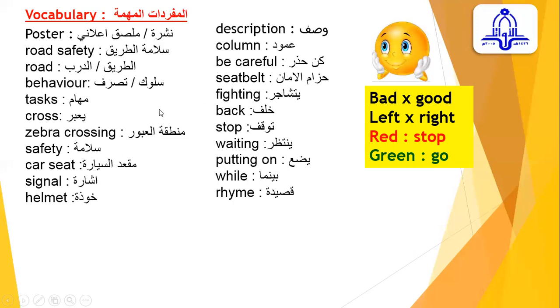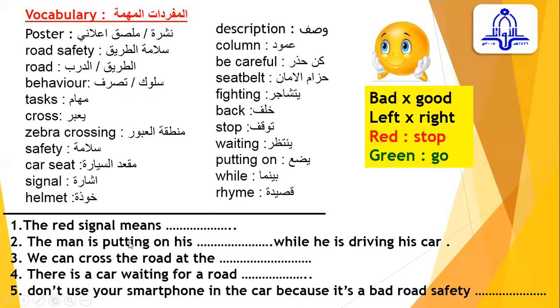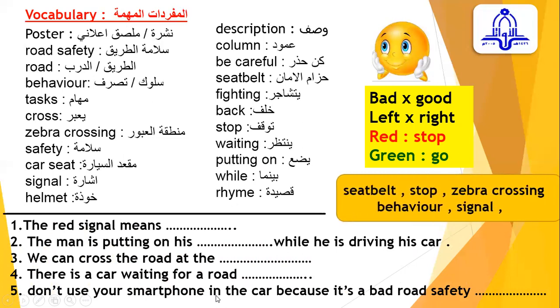طبعا هذا الدرس ممكن يجينا كإسقاطات كفراغات يعني في سؤال الكمبيوتر ممكن يكون على شكل match. As example here, we have this question. We should complete the blanks from the given words. يعني هذا وكأنه سؤال إسقاطات. Complete the sentences from the given words. We have seat belt, حزام الأمان, stop, توقف, zebra crossing, منطقة العبور المخططة, behavior, سلوك أو تصرف, signal, إشارة. I use these words to complete the sentences. يجب إكمال السؤال من خلال الكلمات المعطاة في المربع.